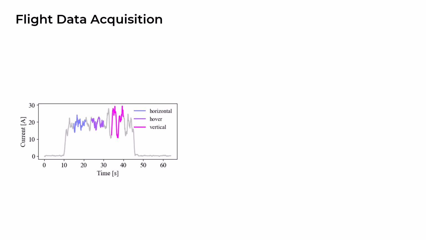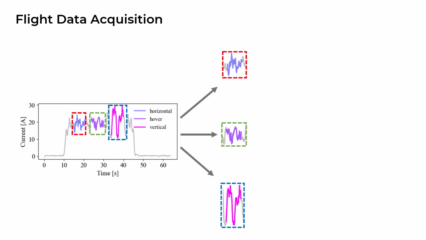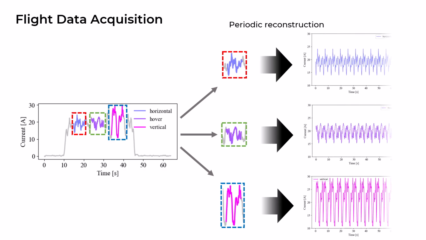Here's the raw current from the log. We can select 3 segments: horizontal, hover, and vertical. Then, we periodically reconstruct these 3 segments into standardized waveforms for a repetitive replay.